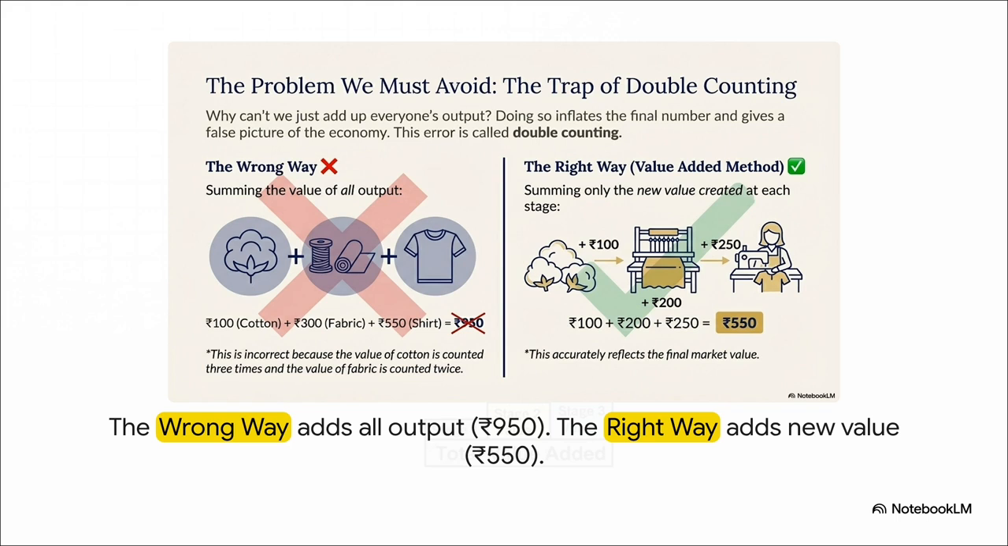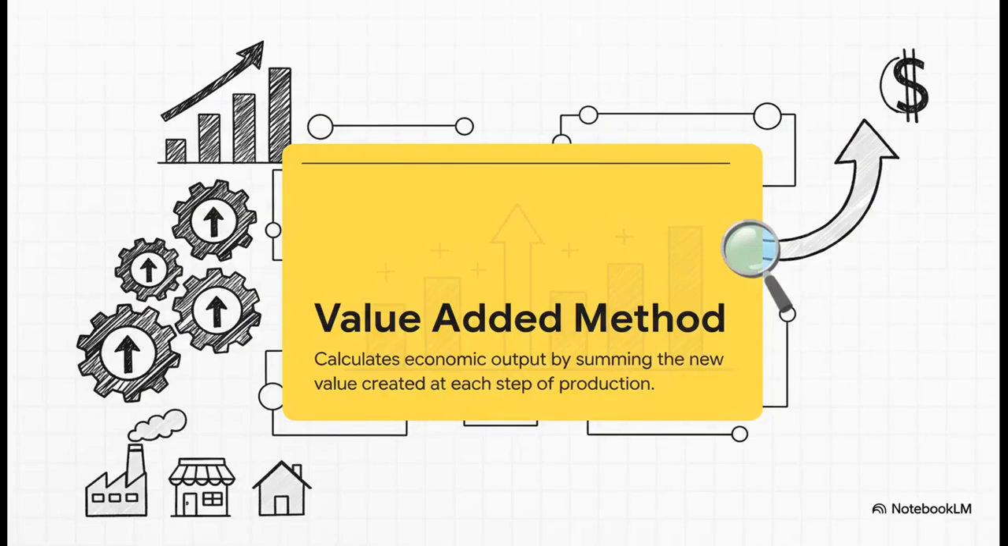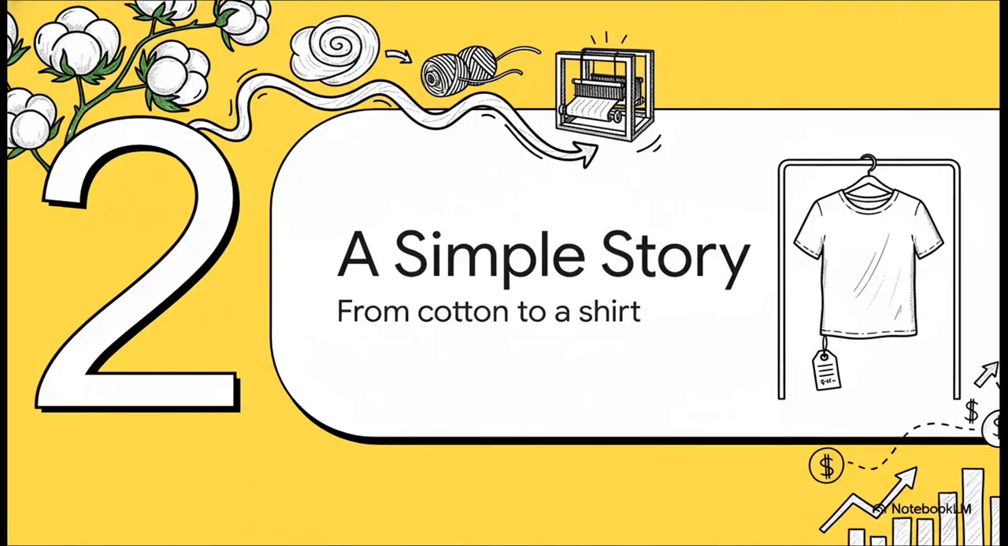But now look at the right way. We only add the new value that was created at each step, and that gives us the actual correct market value, 550 rupees. And that is the secret sauce. It's called the value-added method. It works by only summing up the increase in value, the new wealth that's created at each and every stage of production. It's a brilliant way to isolate what each business uniquely contributed, and it totally avoids counting the same inputs again and again.